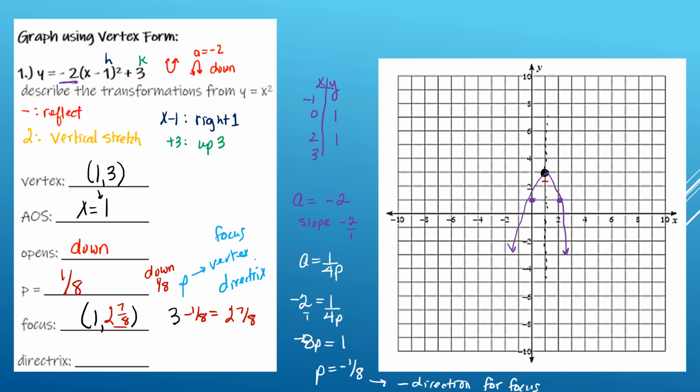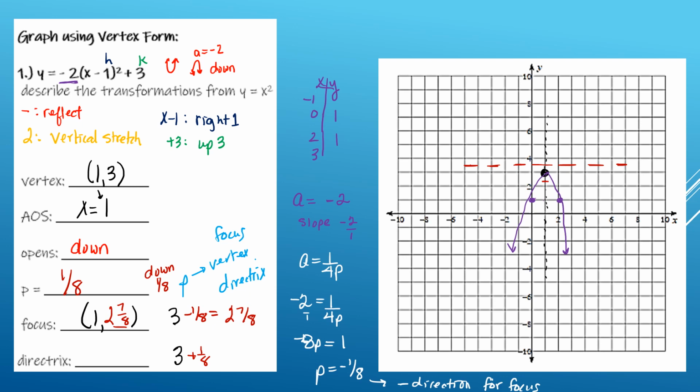Now that's just to get our focus. We need to do the exact opposite to get our directrix. So we're still going to use that K value, or the back end of our vertex, and in this case we need to add 1/8 because we need to go above our parabola, and we need to sketch our horizontal dotted line 1/8 above the vertex.